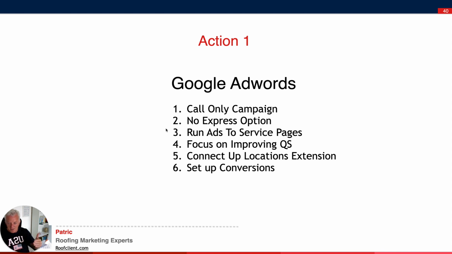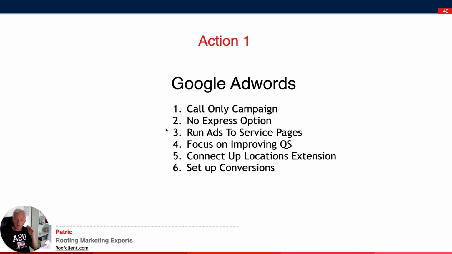Google AdWords: you can sign up yourself. They give you 2 options. You want to stay away from the express option or the light version. It's not that great. You want to go for the premium option. You want to run ads to your service pages. So if you're running a flat roofing ad, you want to send that to your flat roofing page. You don't want to send it to the home page. You want to focus on improving your quality score, because the quality score is how Google ranks you. That's how they position you as to where you're ranking.